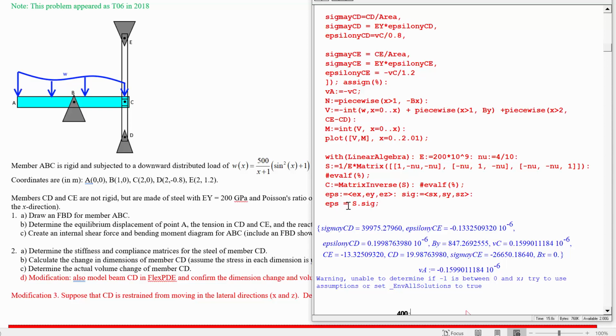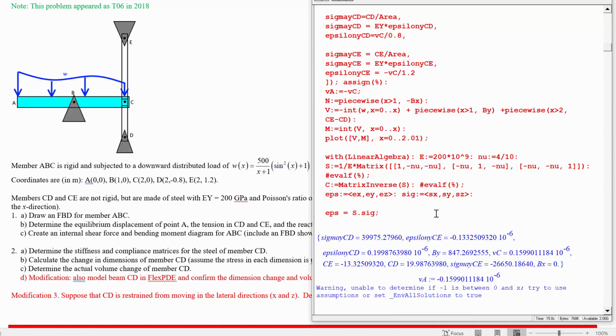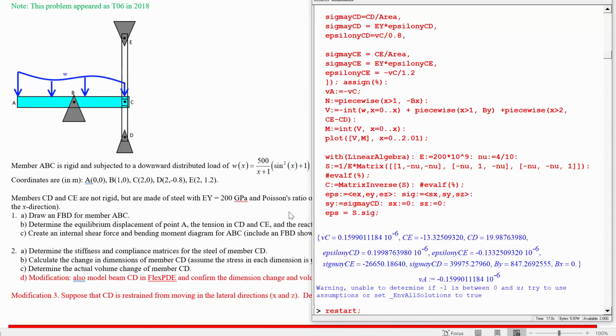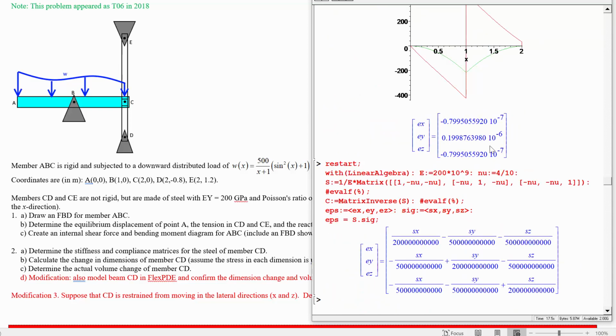So the strain is equal to the compliance matrix times the stress vector. And what we can say is that the stress, in this particular case, Sy, is equal to the stress that we found in this last example, which is sigma y CD. Okay? So that's the stress in member CD in the y direction. And the other stresses, Sx is 0 and Sz is equal to 0 because it's not constrained in those dimensions, at least not until the modification we're going to do in part 3. So then, what we have is the strain is equal to this.